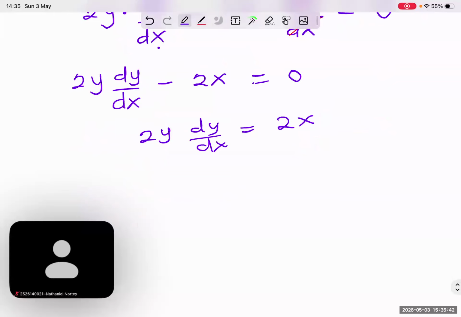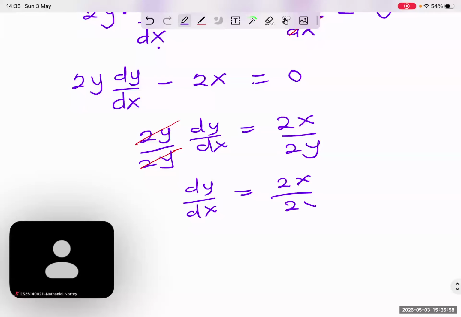Next is to divide both sides by 2y. So I divide here by 2y, and I divide here by 2y. The 2y and 2y get rid of each other. So we have dy/dx equal to 2x over 2y. But 2x over 2y, 2 divided by 2 is 1, so this is equal to x over y.